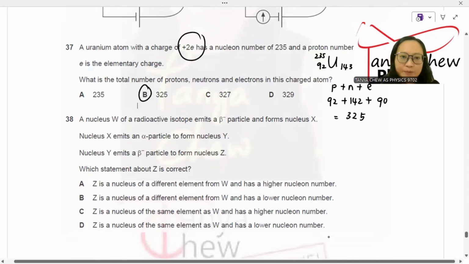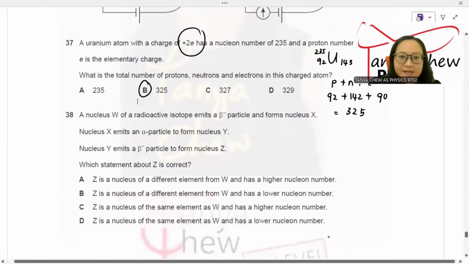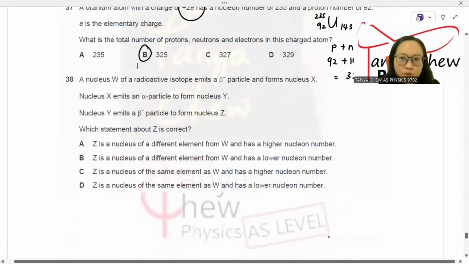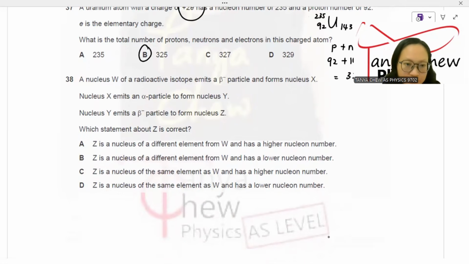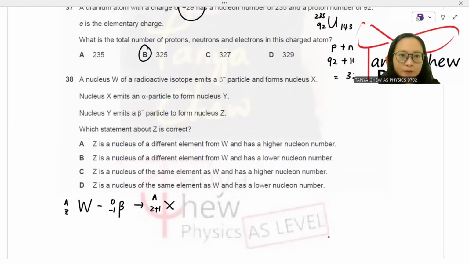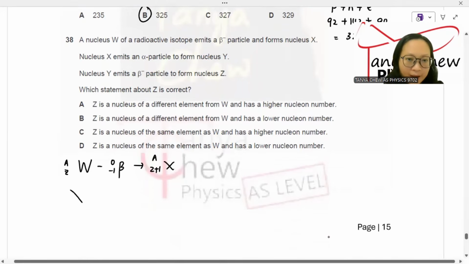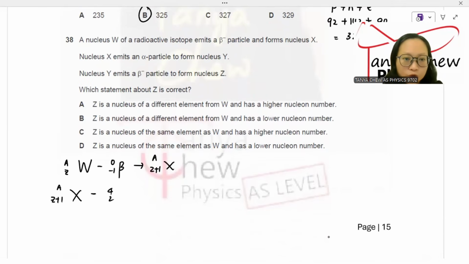38. A nucleus W of a radioactive isotope emits a beta negative particle and forms nucleus X. Okay, I'm going to write down first. W, A, Z emits beta and forms X, right? X is A, Z plus 1. And then X emits an alpha particle, 4 2 He, and I got A minus 4, Z plus 1 minus 2, Z minus 1. That is Y.